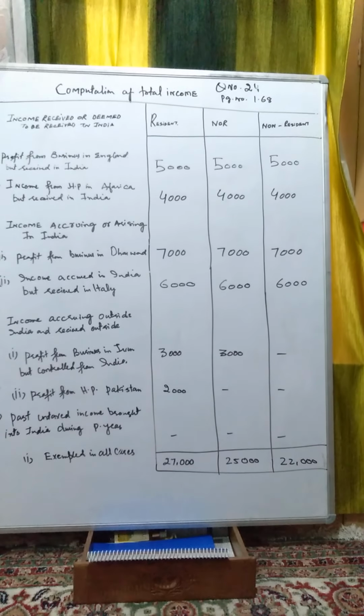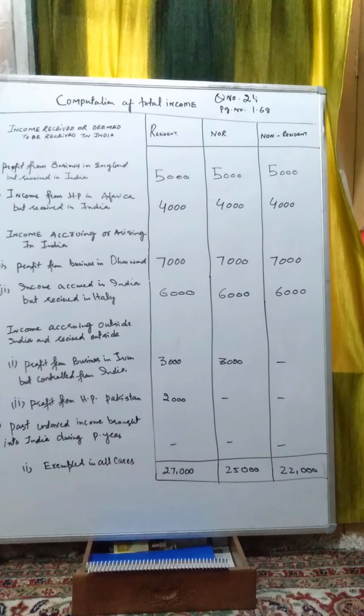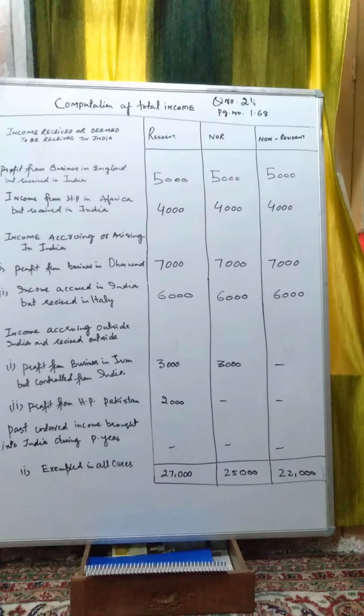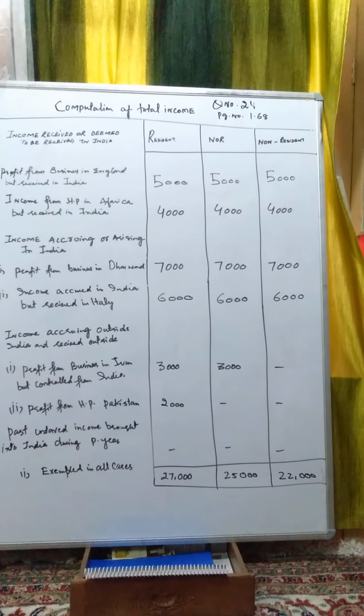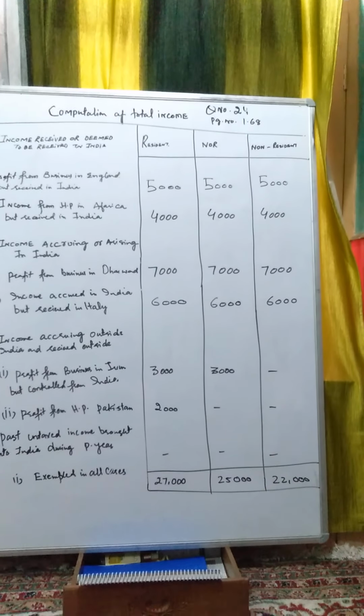And when we sum up all the categories, in the first case, resident, it becomes 27,000 if he is a resident, and if he is a not ordinary resident, then it's 25,000. Then for a non-resident, it is 22,000. This was the last question from our syllabus, from our topic.